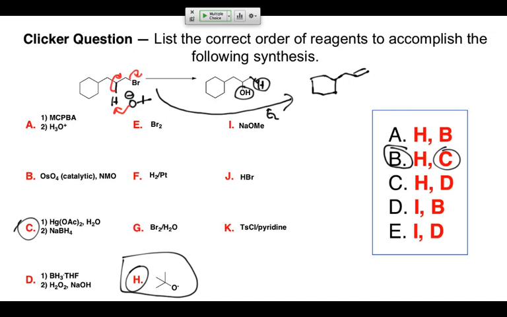That's the mercuration, demercuration reaction, okay? Which adds the water across the double bond in a Markovnikov type fashion, right? Where the OH attaches to the more substituted carbon. So this would be condition C. Okay? Does that make sense?